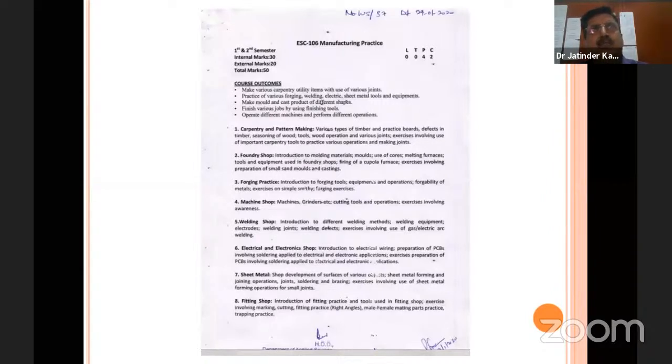You may have any branch. You may have taken admission in computer science, in IT, in any other branch: electronics, mechanical, production, electrical, civil, etc. Irrespective of your branch, it is expected from each student that he carries out various activities in the workshop in his first year. Each and every student, he or she, has to complete certain activities in all the shops, like carpentry, pattern making shop, foundry shop, forging practice, machine shop, welding shop, electronic shop, sheet metal, and fitting shop. Right.